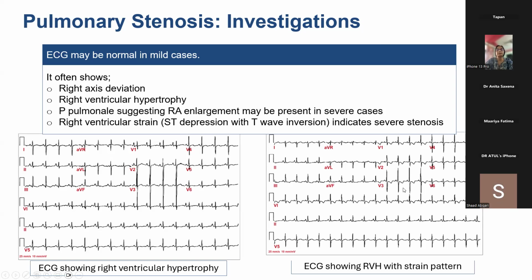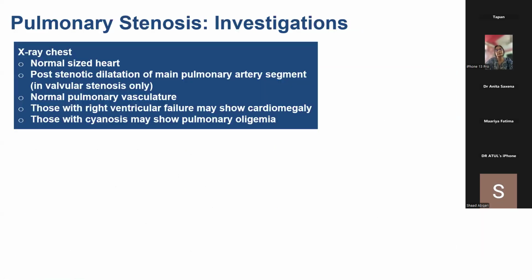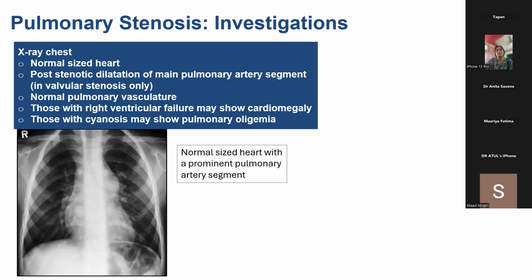Obviously, this is suggestive of severe pulmonary stenosis. X-ray chest: normal size heart, as long as right ventricular function is normal. Post-stenotic dilatation of the main pulmonary artery segment, normal pulmonary vasculature, unless the patient has gone into failure. Those who have right ventricular failure will show cardiomegaly, and those who have cyanosis will show pulmonary oligemia.